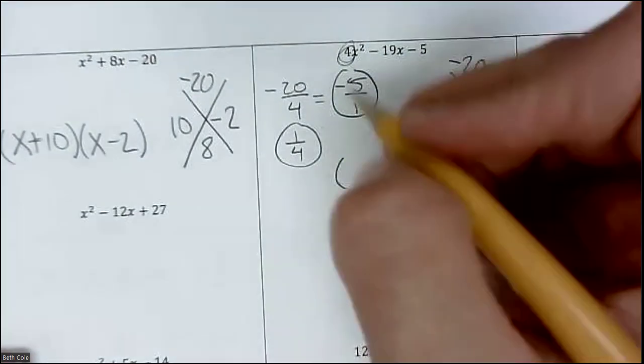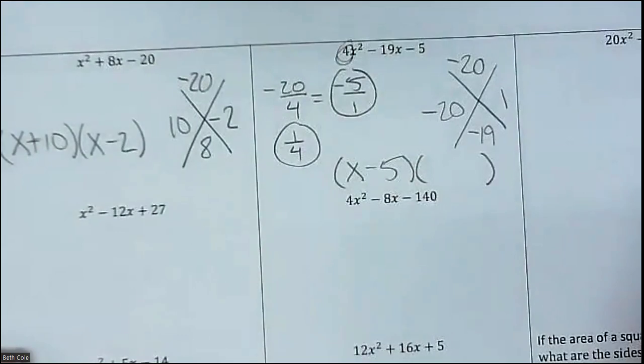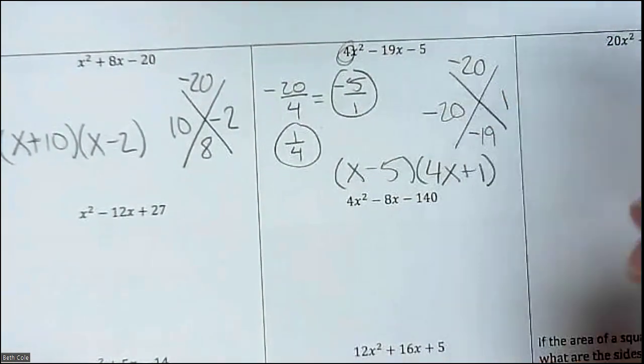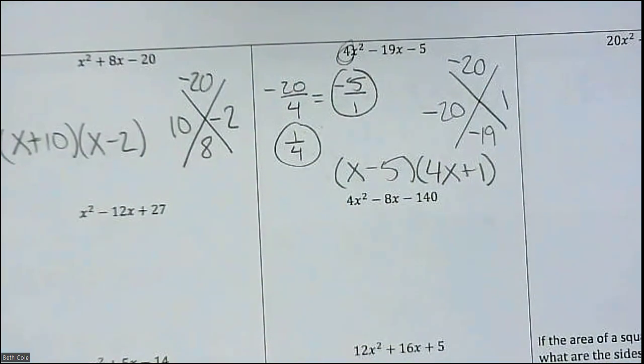Or x minus 5. Yeah, good, perfect. And you can put the 1 if you want. And then this one, 4x plus 1. I said x4 instead of 4x. I wouldn't mark that wrong because it's technically right, but we don't usually put the x before the 4.